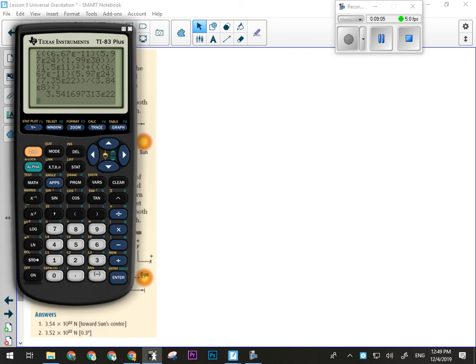Now it's 3.54 times 10 to the 22 newtons towards the Sun, or towards the Moon, whichever. They're both in the same direction. You could write either one and the vector would be right.